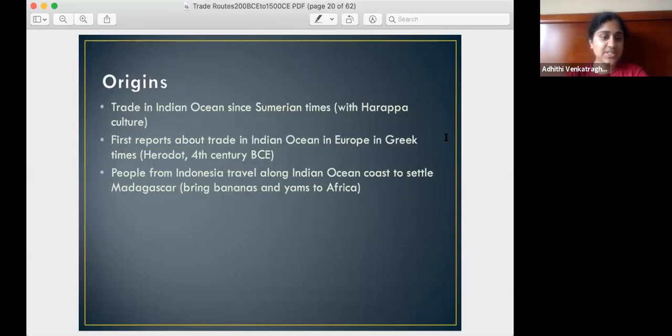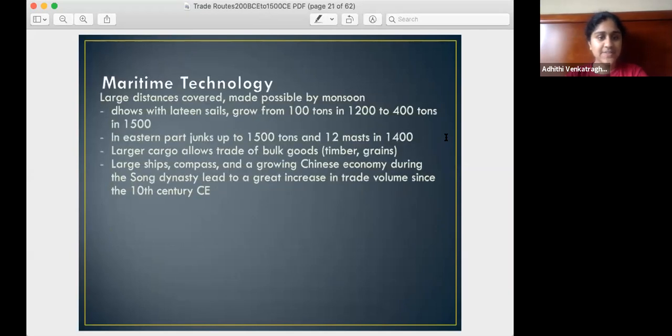So this is the origins of Indian Ocean trade. And this is a maritime technology. There were lots of large distances covered, probably made possible by the monsoon, with the dhows with the lateen sails, growing from 100 tons to 1,200 to 400 tons in 1,500. And the eastern part, junks of about 1,500 tons and 12 masts in the year 1,400. So larger cargo allowed trade of bulk goods like timber and grains in large ships, compass, and a growing Chinese economy during the Song Dynasty led to a great increase in trade volume since the 10th century CE.